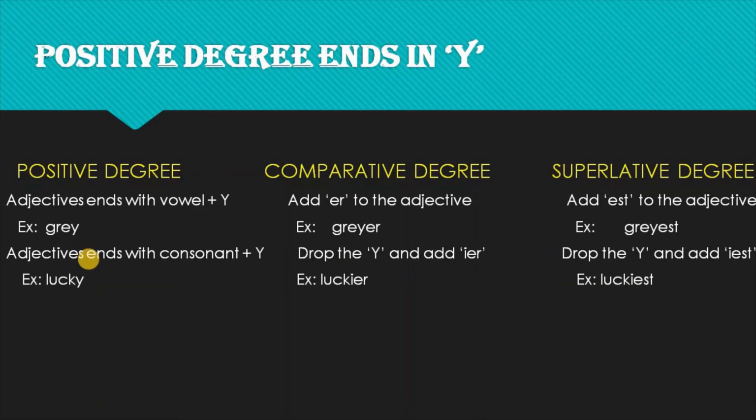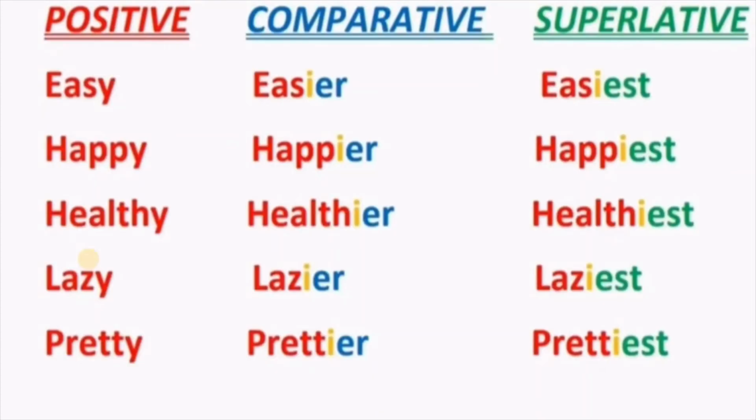Example, lucky, luckier, luckiest. Now we'll see the chart ending with Y. Easy, easier, easiest. Happy, happier, happiest. Healthy, healthier, healthiest. Lazy, lazier, laziest. Pretty, prettier, prettiest. Here the positive degree is ending with Y. So we are dropping Y and adding IER to form comparative degree, and we are dropping Y and adding IEST to form the superlative degree.